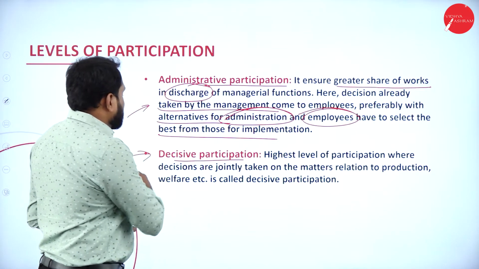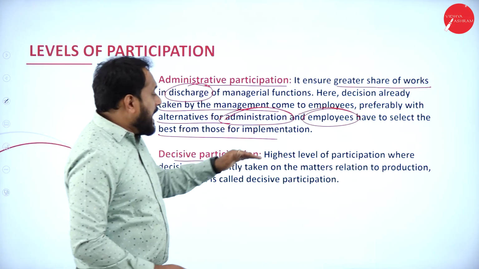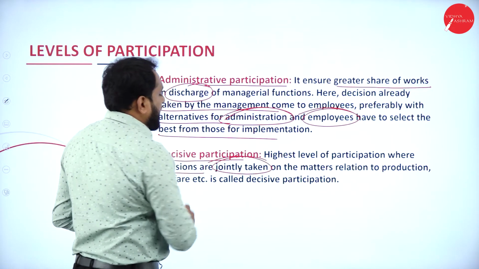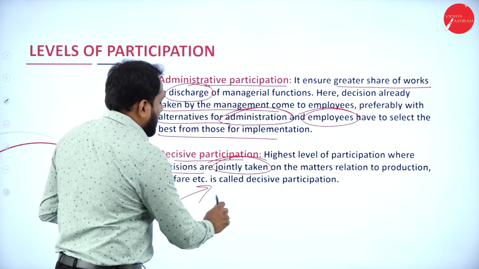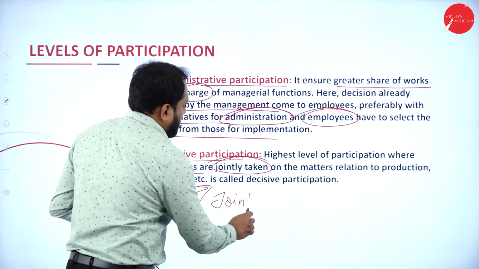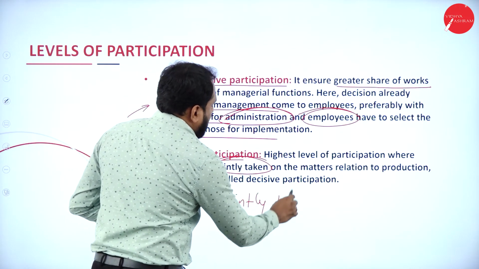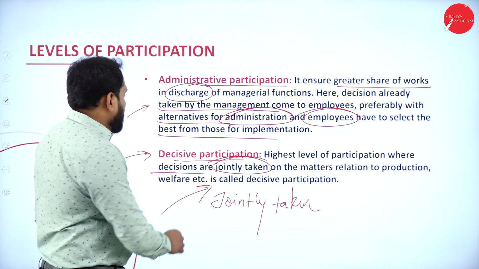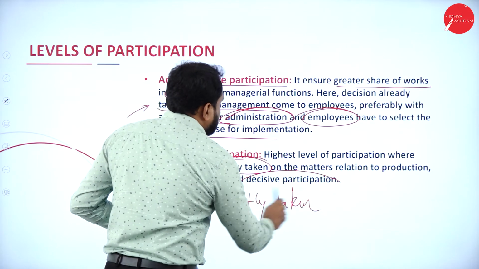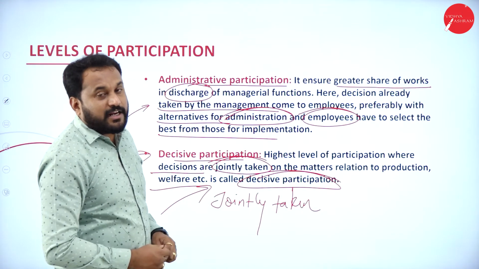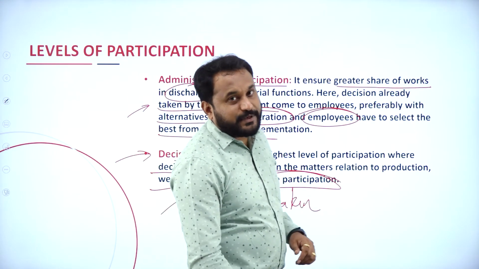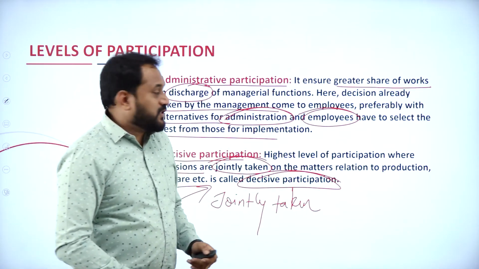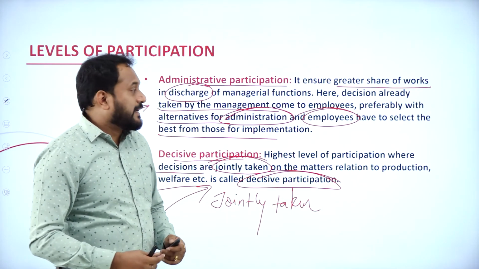Now the last one is decisive participation, the highest level of participation, where decisions are jointly taken. Please understand, the decision is jointly taken on matters related to production, welfare, etc. That is called decisive participation. You may get a question: write a note on decisive participation, or write a note on management by participation. Then you are supposed to write all the characteristics.